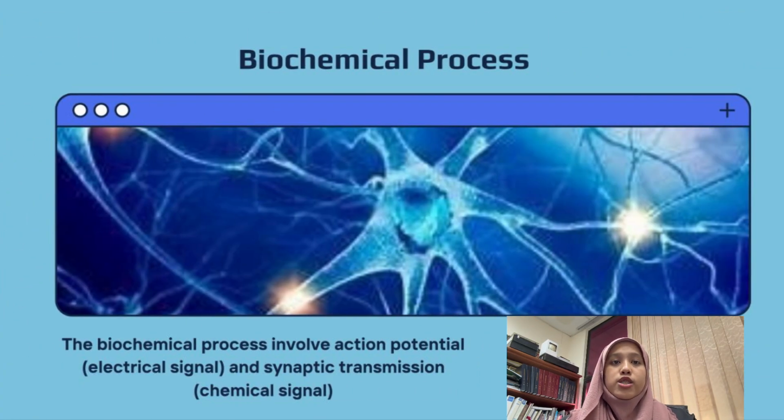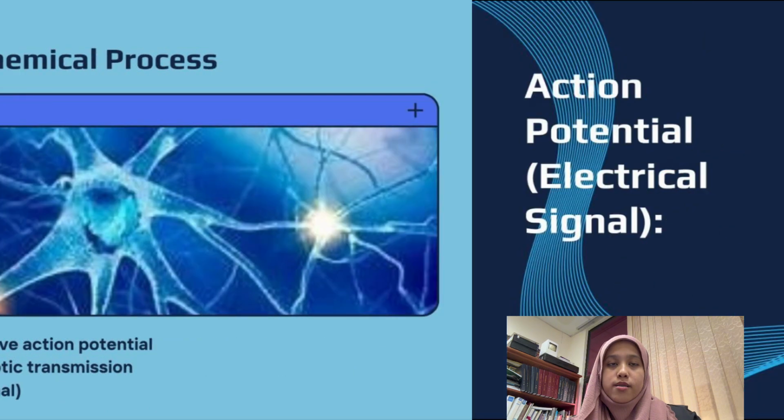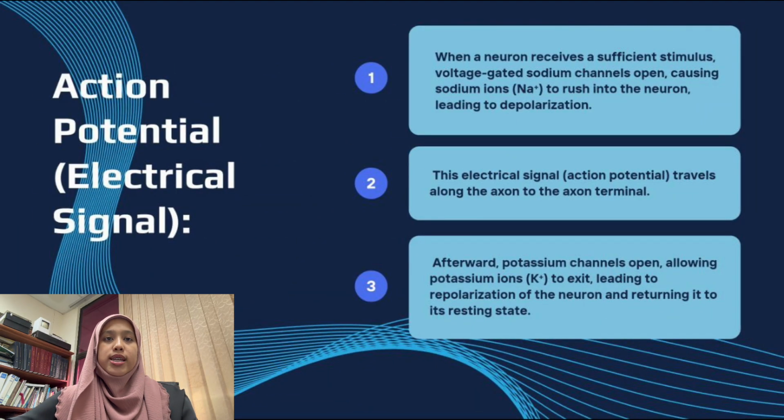Now, let's look at how these actions occur at the cellular level. The nervous system uses 2 main processes to communicate. The first one is the action potential and the second is synaptic transmission. First, the action potential, which is the electrical signal. When a neuron receives a strong enough stimulus, sodium ions rush into the neuron, causing depolarization. This electrical signal travels along the neuron's axon to its terminal. Potassium ions then exit the neuron, allowing it to return to its resting state, ready for the next signal.